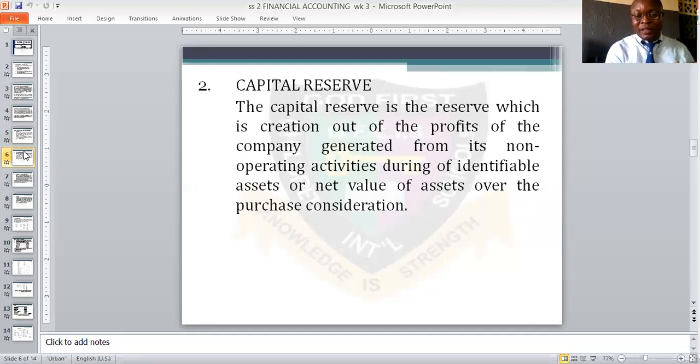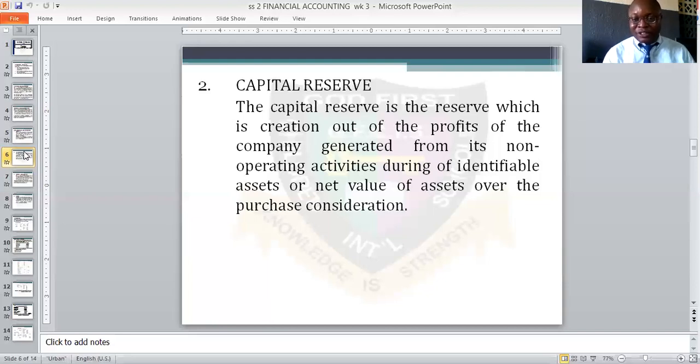Again, we also have the capital reserve, and this capital reserve means the net assets must be more than the purchase price or purchase consideration. It's a reserve which is created out of the profit. So that is the reserve. Instead of using that profit, they will use it to ensure that they invest that particular profit back into the business. So it's as simple as the net value of assets.